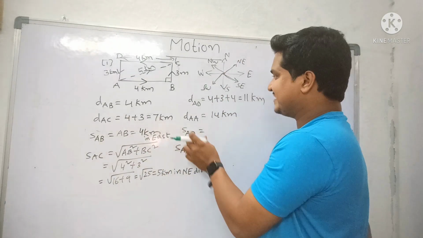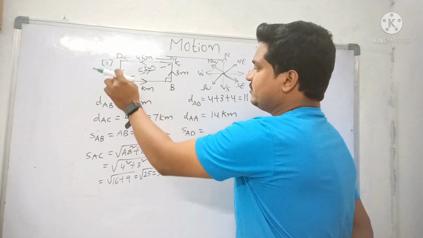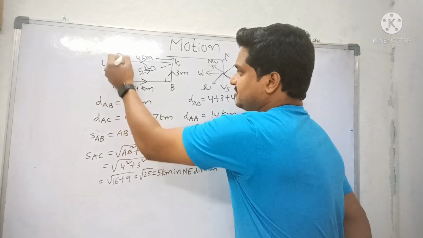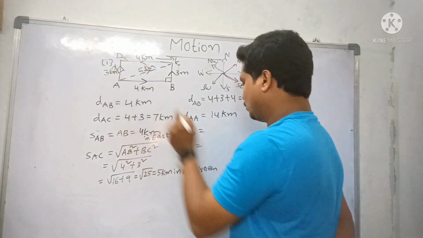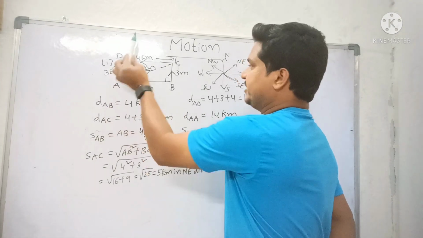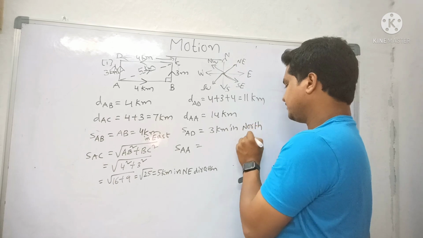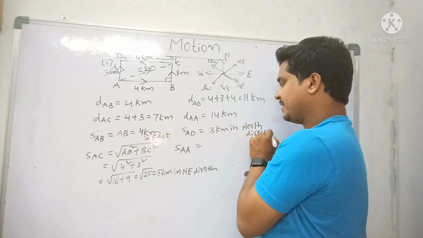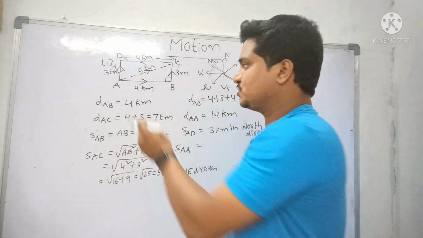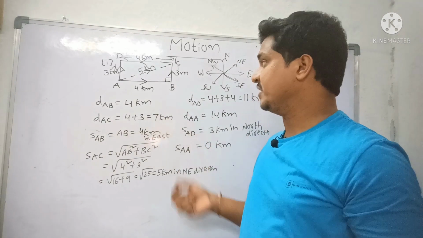Coming to AD. AD means initial point A, final point will be D. The shortest path we need to consider is like this. This is the shortest path. So A to D is 3 kilometers. In which direction? Shortest path A to D is in the north direction. Right? A to A means initial point A, final point also A. So the shortest path is not there. That's why you need to consider 0 kilometers for A to A.